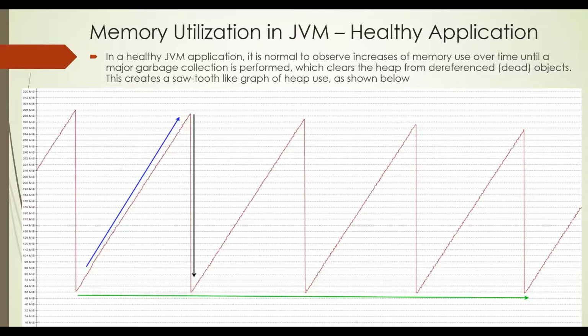In this graph you can see there are three different colored lines: one is blue, this is black, and this is green. This is a healthy application. It is very normal behavior for a healthy application to have this kind of memory utilization pattern for the JVM. This is what we call the sawtooth pattern.